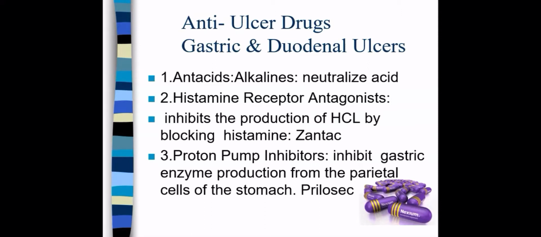Okay, so this one's a little different. If you look at all of these, the first one, the antacid alkalines, is something that we're going to take. It's probably going to be a Mylanta or something like that. The second one, the histamine receptor agonist, is going to be a pill, Zantac, but that's really a histamine that's working on the cell wall within the stomach. And the proton pump inhibitor inhibits the gastric enzyme being produced from the parietal cells of the stomach wall.